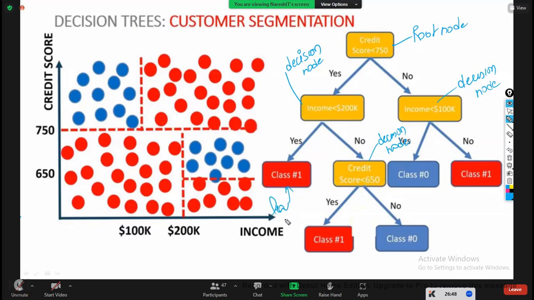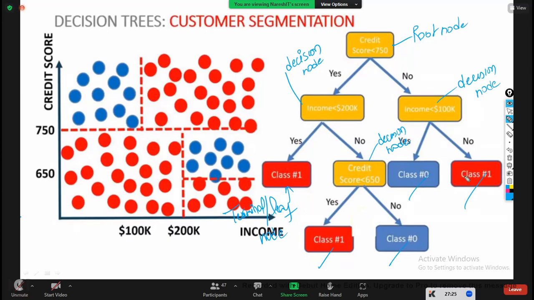leaf node. Leaf node, because after this it is not getting split. It stopped. Finally, whatever you are getting is called a leaf node, which is also called a terminal node. Terminal means it has terminated, the last stop. So this one is a leaf node or terminal node, this one, this one, this one. Everything is a leaf node or terminal node.